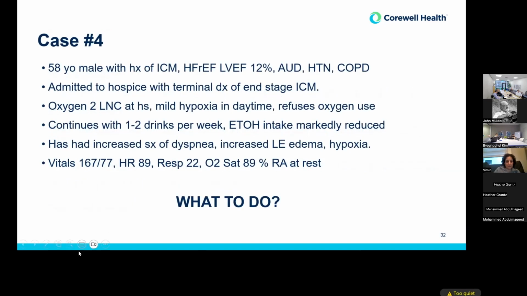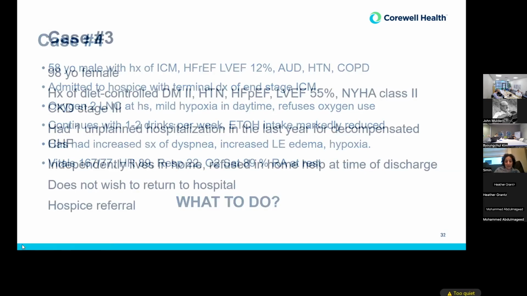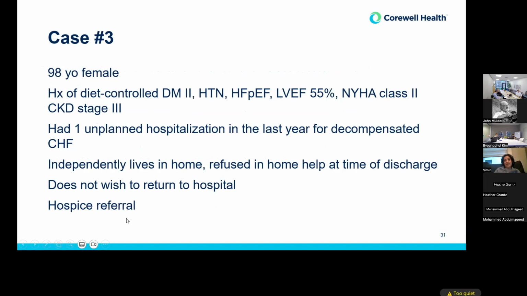Oops, go back. We actually did not admit her to hospice because we have a great home palliative program that is very easy to get involved. That's not the only reason. She really did not meet the criteria for hospice care. She's a class 1 to 2. She did have one unplanned hospitalization, but was not losing weight. She was still living independently.